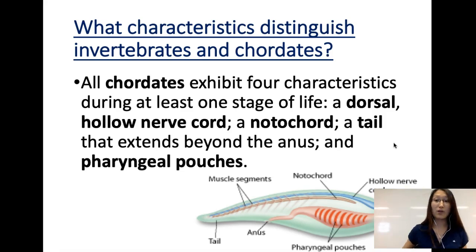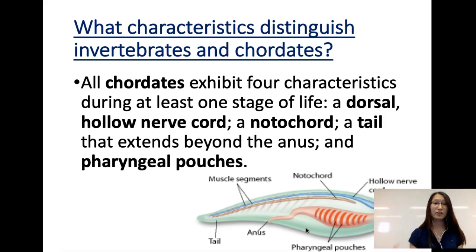So right now we don't have a tail, but at one point during our development as an embryo there was a tail, and then it goes away. And then the last one is the pharyngeal pouches, which are these structures on this picture, and they are supposed to turn into gills because all of us land animals evolved from marine animals. So fish is our ancestor, and they had these pharyngeal pouches that turn into gills.